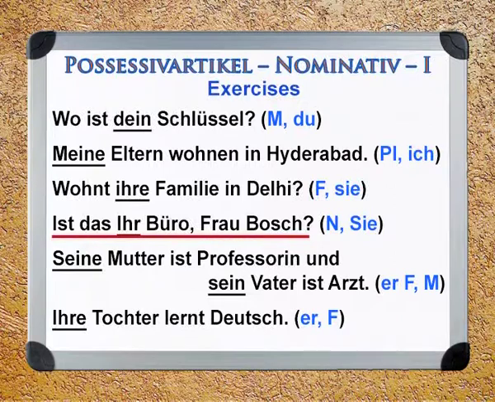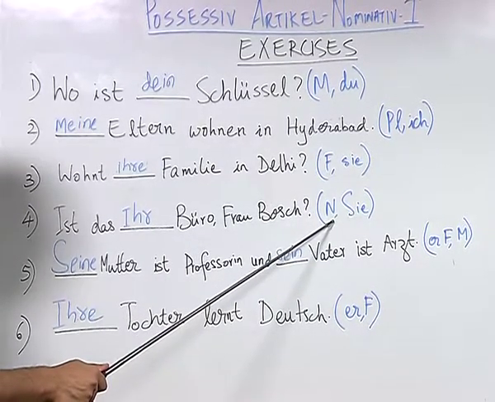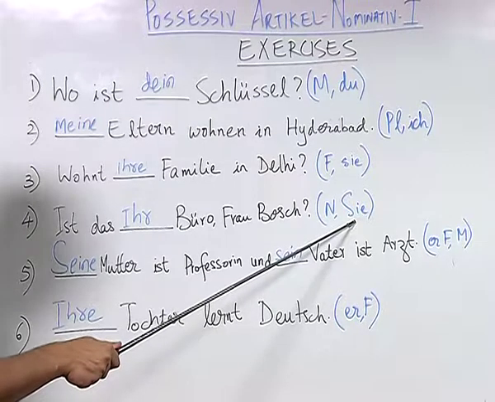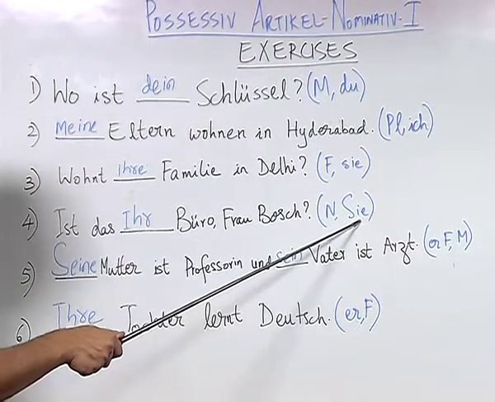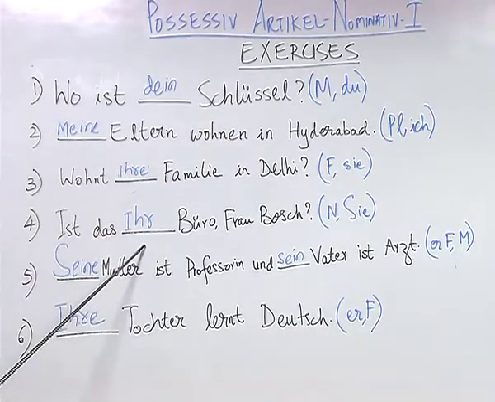Now, in sentence number 4, ist das Ihr Büro, Frau Bosch? Here, the student correctly identified that the noun Büro belongs to the neutral gender category, and based on the pronoun, which is the second person formal pronoun singular Sie, the student wrote the correct possessive article Ihr with the correct form of I, which is capital I.